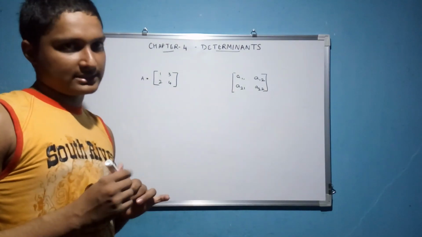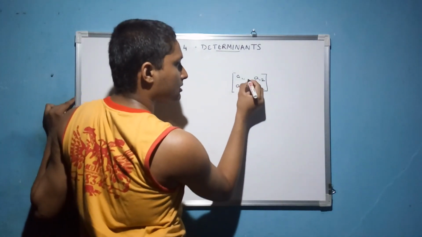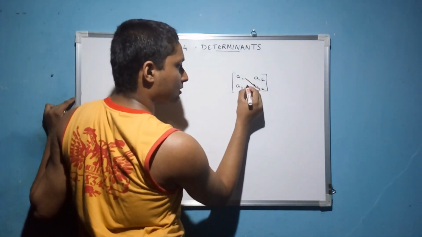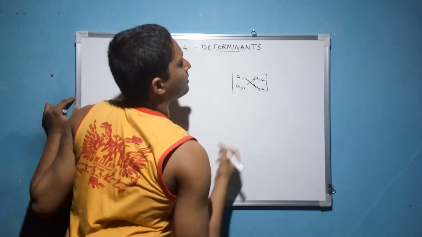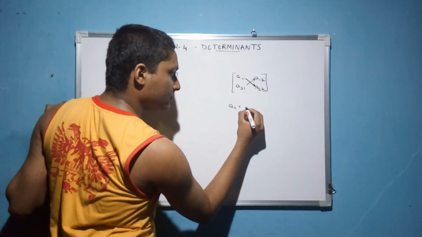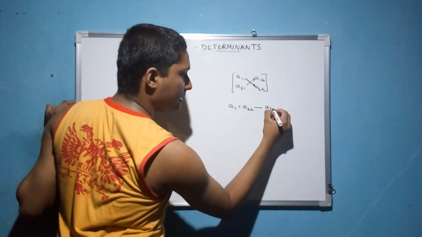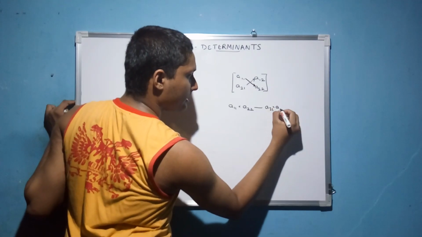So if you have a matrix like this, how do you find the determinant of that? For that, we need to do cross multiplication. It is going to be A11 into A22 minus A21 into A12.